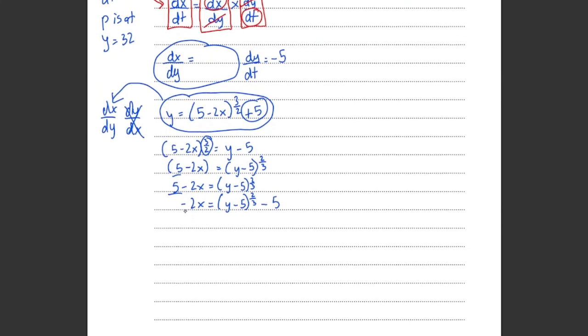and this is going to be minus 5. And so what I'm going to do is multiply both sides of the equation with a negative sign to get rid of this negative. So multiply both sides of the equation by minus 1. So I'm basically going to get 2x equals positive 5 minus (y minus 5) to the power 2 by 3. Okay, and then I just go ahead and divide by 2. So I got this so far. I just made x the subject.